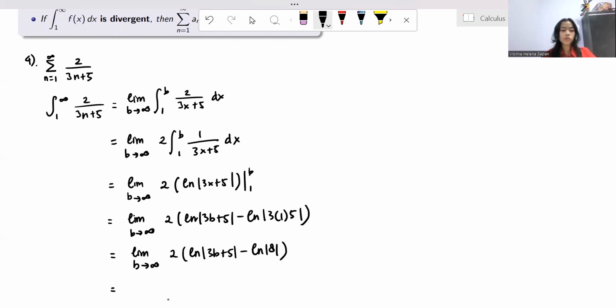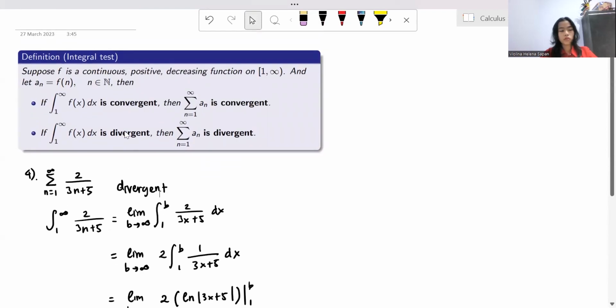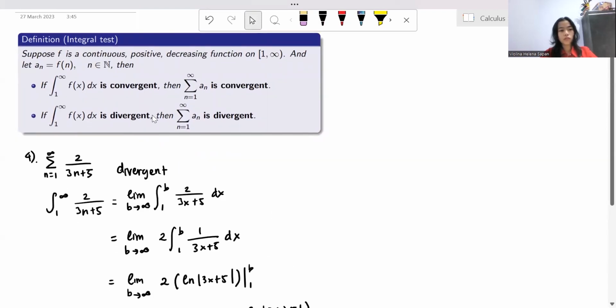Because b goes to infinity, that means this natural logarithm of 3b plus 5 will also go to infinity. And that means the result is infinity. And this concludes that this integral is divergent. And that means the series will also be divergent. We can see it by this definition. So if the integral is divergent, then the series is divergent.